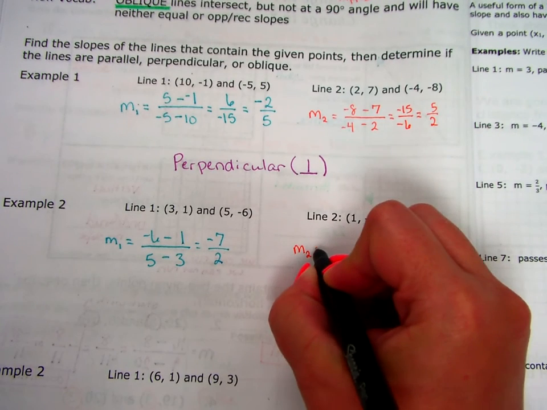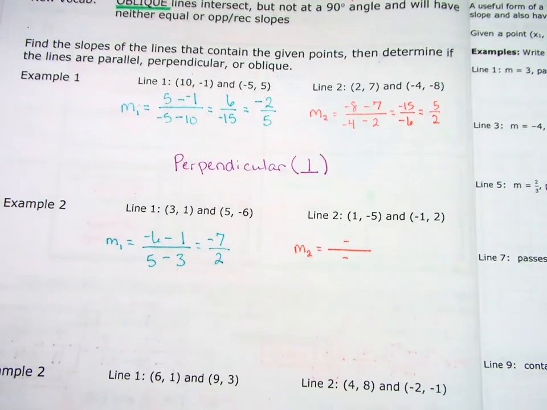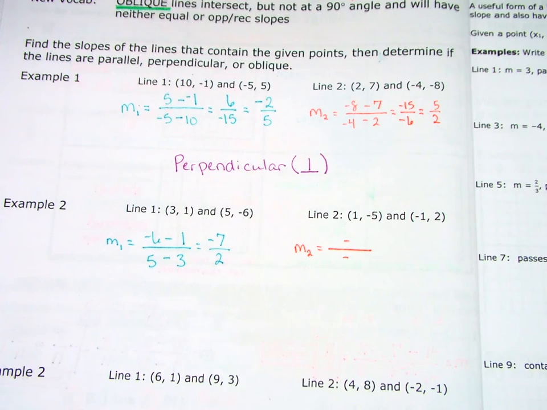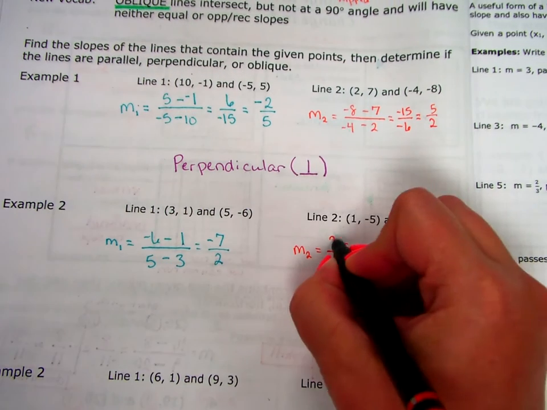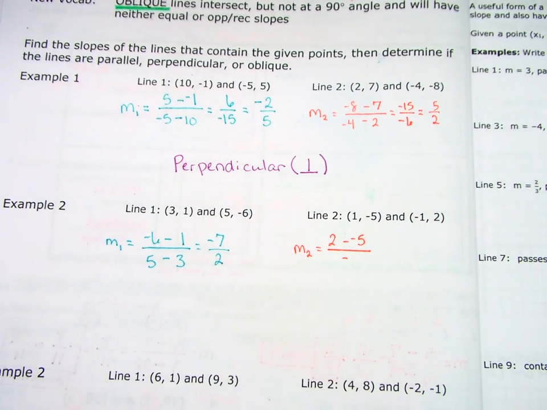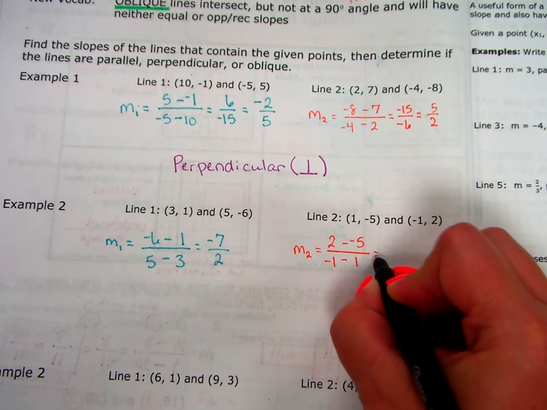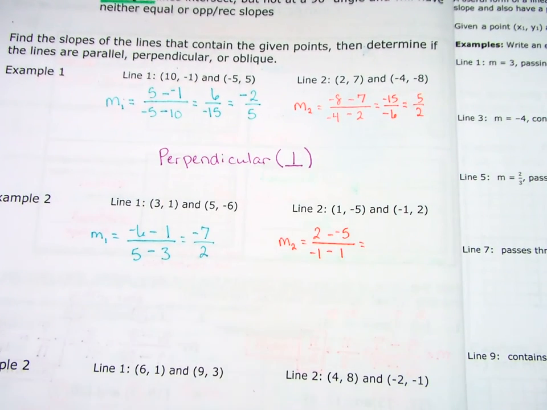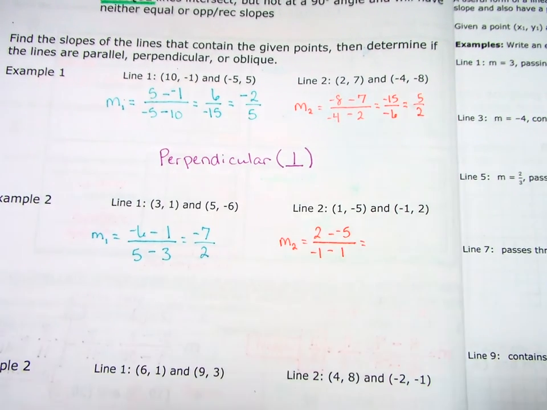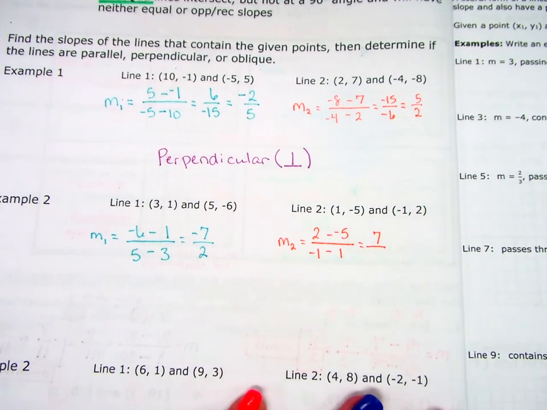slope 2, minus. What goes in my numerator? 2 and negative 5. What goes in my denominator? Negative 1 and 1. 2 minus a negative 5? 7, because it's really 2 plus 5. Negative 1 minus 1? Negative 2.